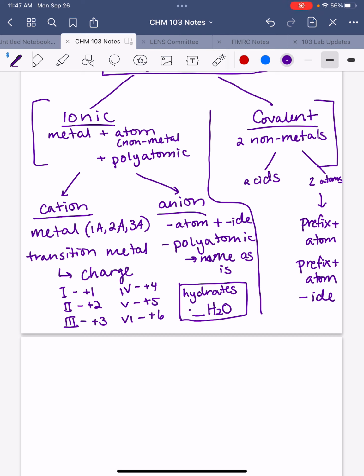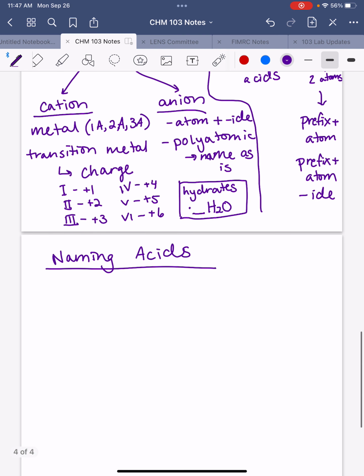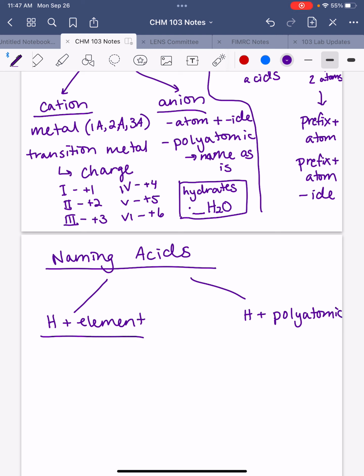So we're still on the covalent side, but let's recap naming acids. We have two types of acids. We have acids where we just have H plus an element, and we have H where it's paired with a polyatomic. If it's H with an element, that's where we use our hydro prefix. Then you name your atom, and then you add the ic acid at the end.